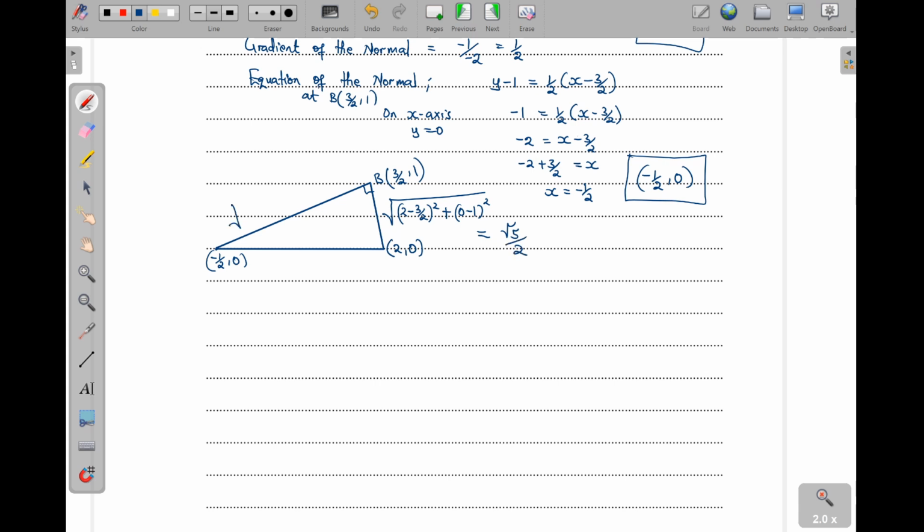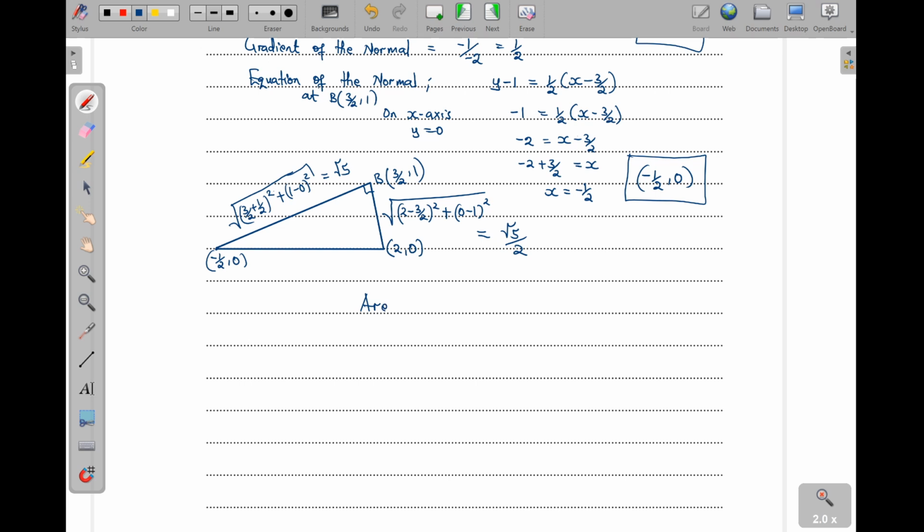Then when we come to this one here, this one will be the square root of 3/2 minus negative half, so that will add up. Then we square, then plus 1 minus 0 squared. So what do we get here? First of all, this will be 4/2, that is 2. So squared, what do we get? 4. Then 4 plus 1, 5. So this will be root of 5.